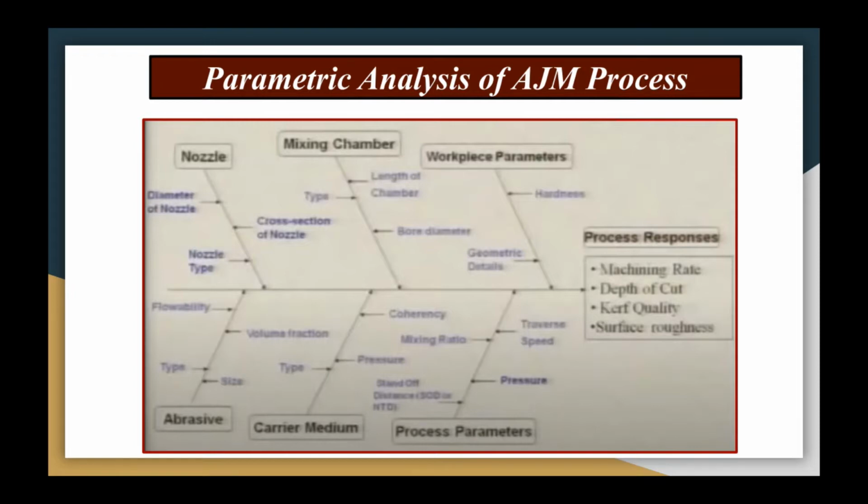Then the performance of the process, especially the abrasive jet machining process, can be evaluated in terms of machining rate. This is a parameter from which we can measure the performance, that is the volumetric machining rate or mass machining rate. You can also call it the penetration rate, which will be in terms of per second. Then the depth of cavity or depth of cut, then kerf quality, and last is the surface roughness. What is meant by kerf quality?